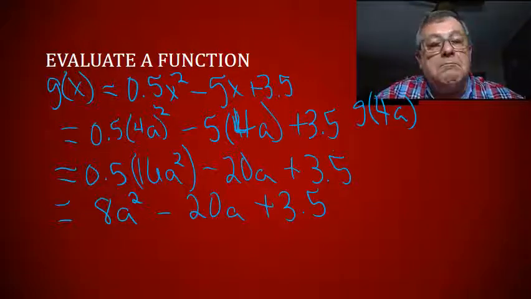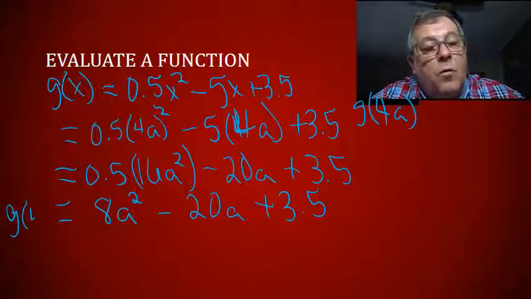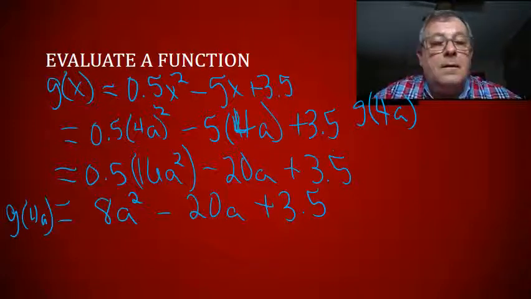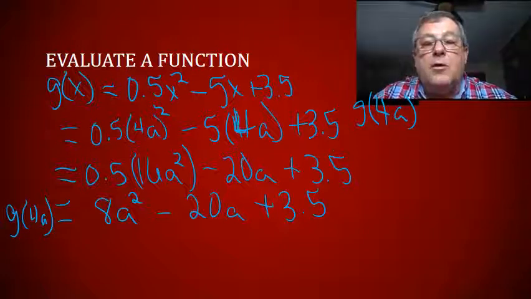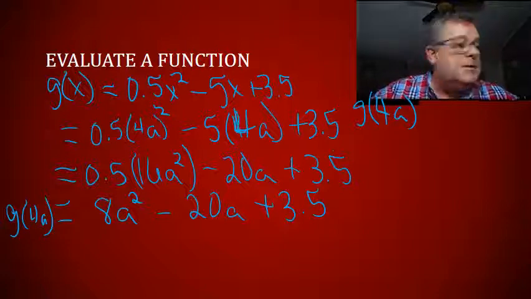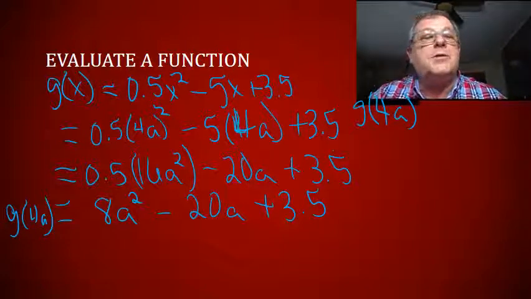Okay, well, that solves it. That is g of 4a. And I don't have any like terms because the a squareds and the a's, those are two different terms. Those are not like terms, and obviously the 3.5 is not a like term. And so there's my answer, 8a squared minus 20a plus 3.5. Substitute, plug, and chug, evaluate a function.